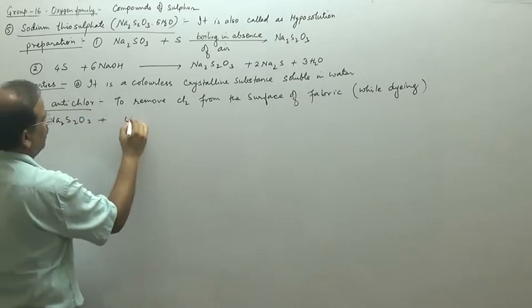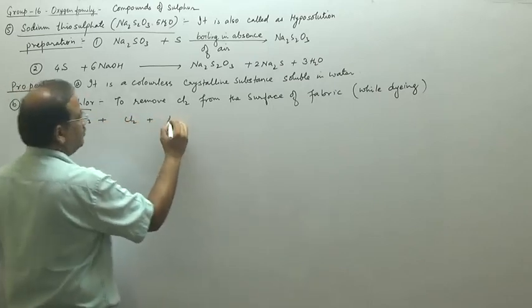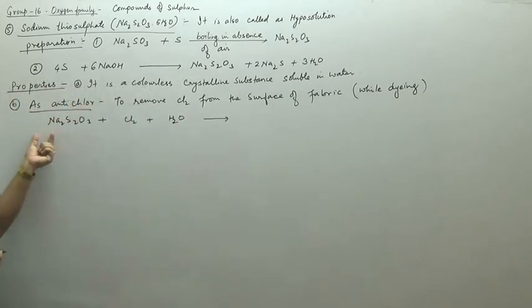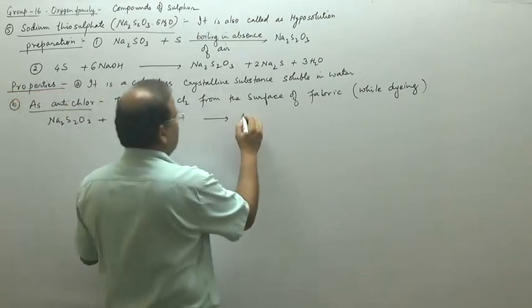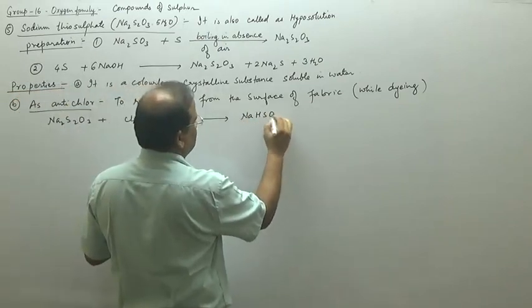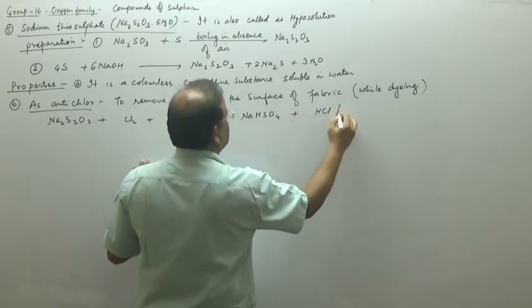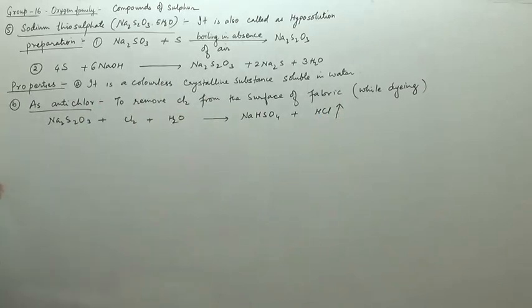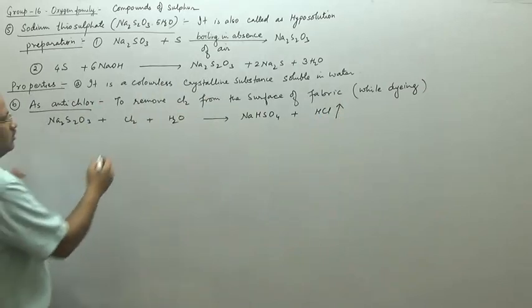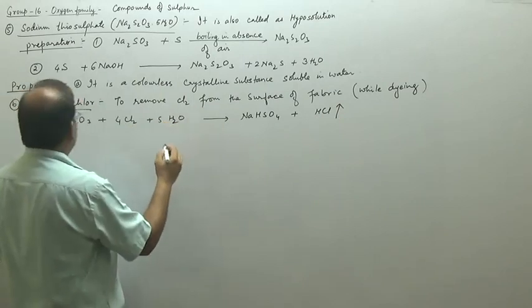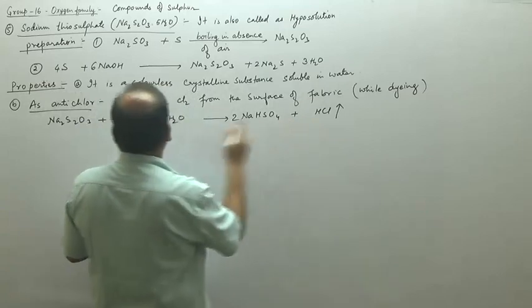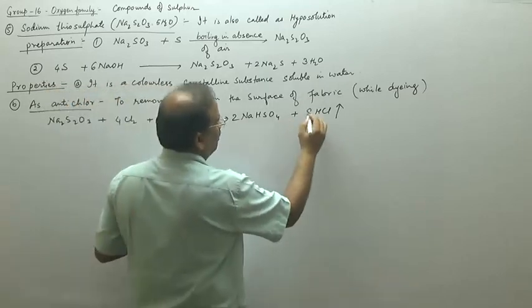Na2S2O3 when treated with chlorine, obviously with water, we get NaHSO4 plus HCl, which is liberated. That is the product of the reaction. Now we can balance that reaction: 5 times this, then twice of this, and we can write that 8 chlorine is there.